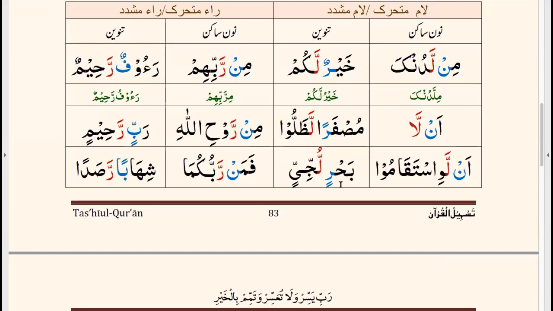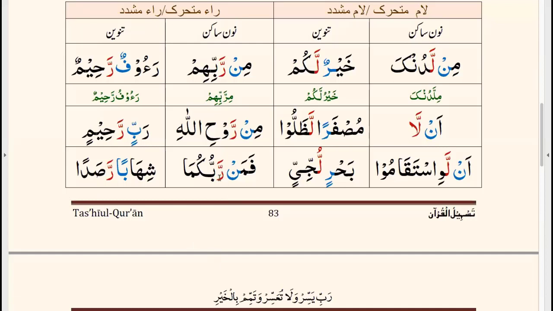Let's start with the ta'awwudh and tasmiyah. A'udhu billahi minash shaitanir rajim. Bismillahir rahmanir rahim. That was very nicely recited. Well done. So we will be doing this example for now.